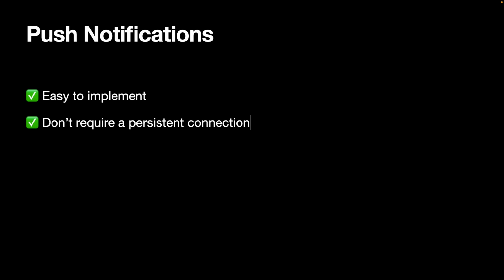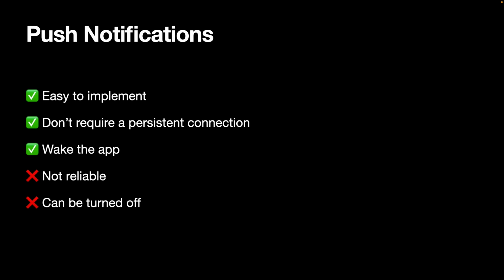Your first thought might be to use push notifications for backend-initiated updates. They're easy to implement and don't require maintaining a persistent connection. Plus, they can even wake your app in the background. But here's the catch. They're not reliable and can be easily turned off in the phone settings. So push notifications might be used as an additional way to notify the user about new messages, but not the main route for data updates.